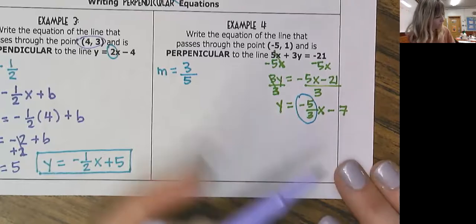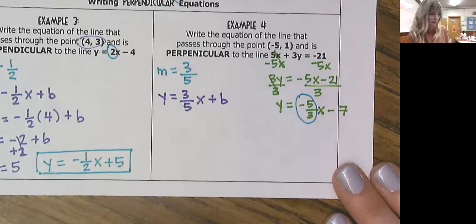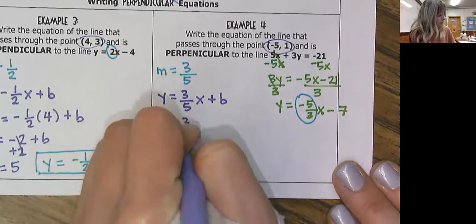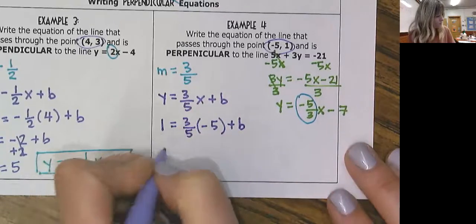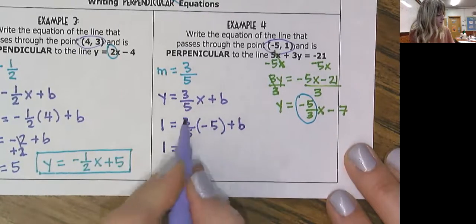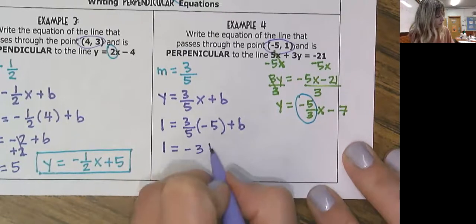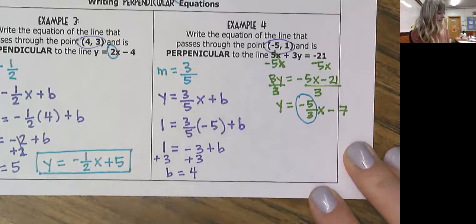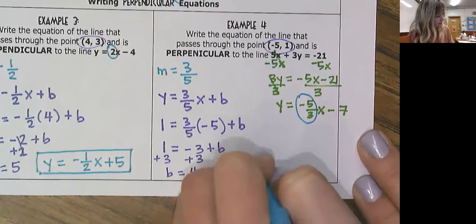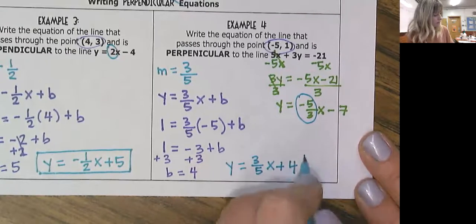All right, now I'm ready to go. y equals 3/5 x plus b. I'm going to plug in this ordered pair and get 1 equals 3/5 times negative 5 plus b. 1 equals, okay, 3/5 times negative 5, that's negative 3, plus b. And now I go plus 3, plus 3, b equals 4. And our final equation that is perpendicular to the original equation and passes through the point (negative 5, 1) is right here.